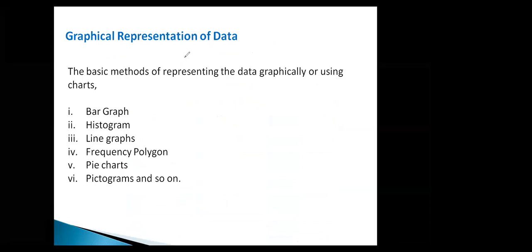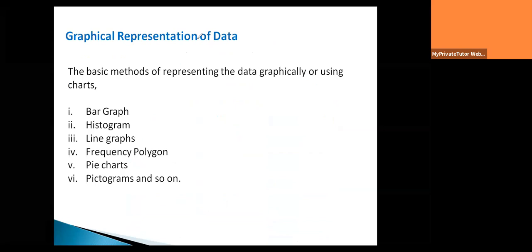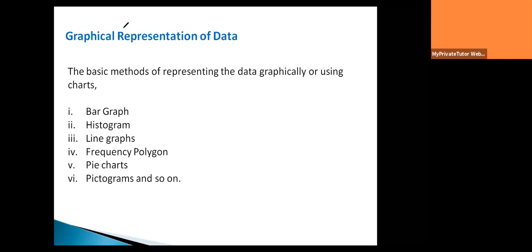So how do we represent the data? Okay, so these are the different ways of representing. We used to represent data using graphs and charts. We can represent data using bar graphs, histograms, line graphs, frequency polygons, frequency tables, pie charts, pictograms, and so on. We do have a few more, maybe scatter graphs, and so on.